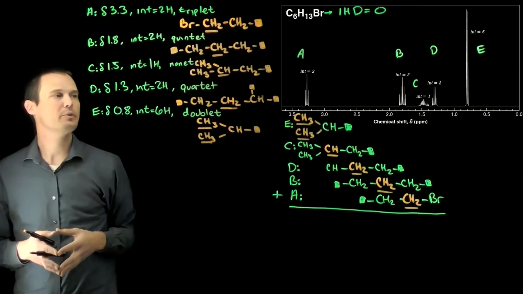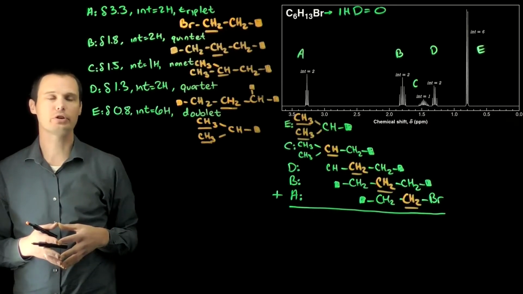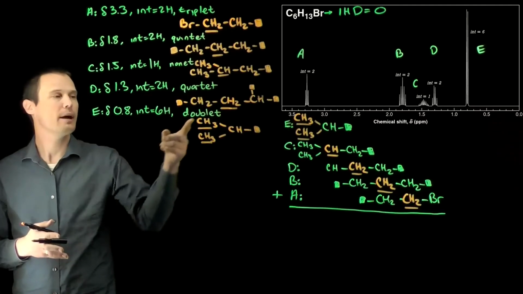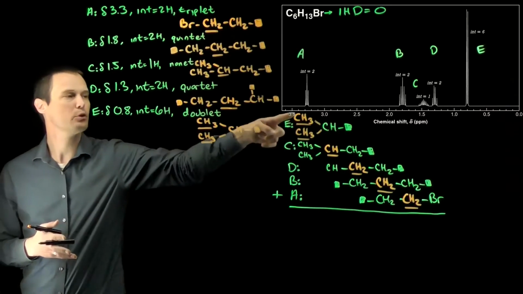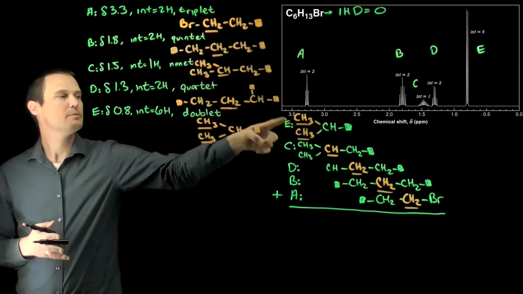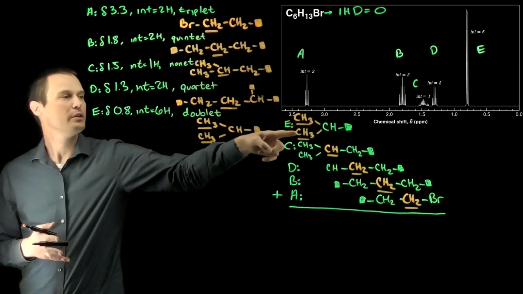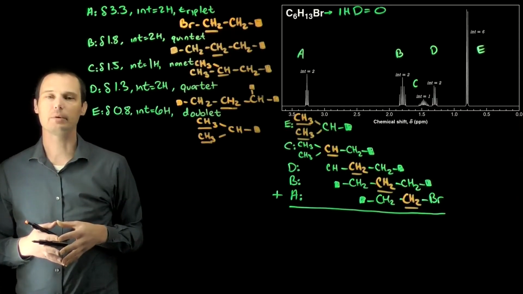Now that we have the puzzle pieces for each of these signals, we can start to overlap those puzzle pieces to build our overall structure. I'd like to start with something that I know is going to be on the end of the molecule. I know methyl groups are going to be on the end of the molecule, so I'll start with signal E with those methyl groups, and I'll draw them over here. These methyl groups have 1 CH group as a neighbor. The signal E is 6 equivalent hydrogens next to 1 hydrogen neighbor.